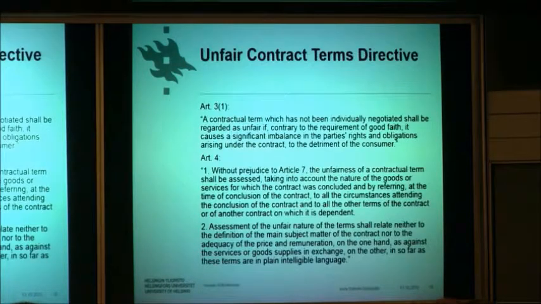The basic rule of the directive is a general clause which says that a contractual term which has not been individually negotiated shall be regarded as unfair if, contrary to the requirement of good faith, it causes a significant imbalance of the parties' rights and obligations. And then there are some other delimitations of scope as well, which I want to go into here.